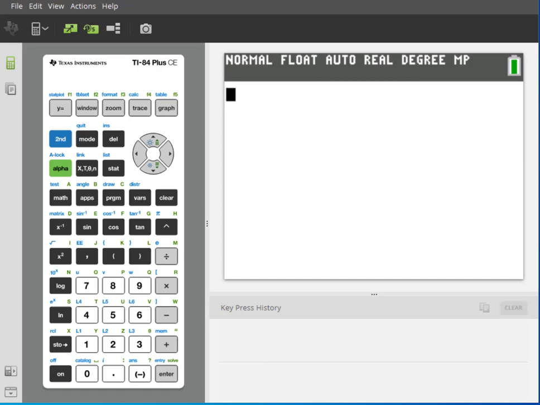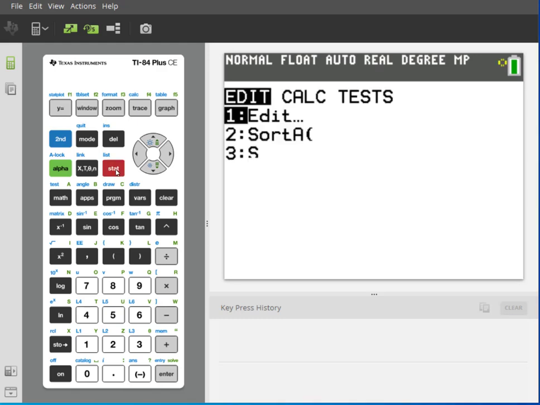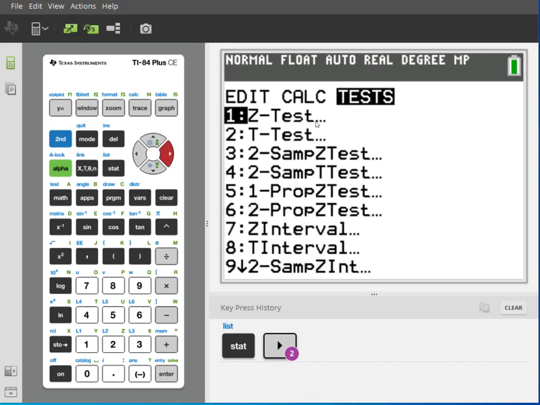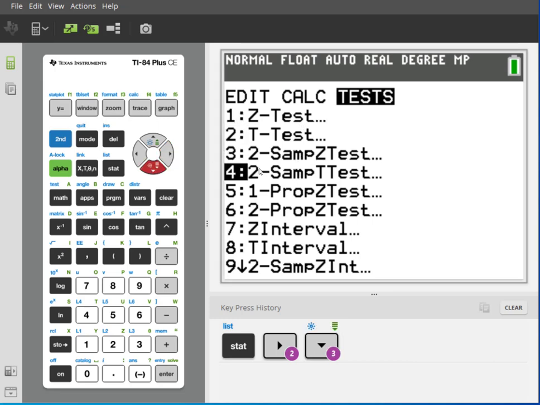In this video, I'm going to show you how to use your TI-84 to come up with the p-value for a hypothesis test which involves comparing the mean of two different samples. So to find that function, you will go under the stat key and slide over to the tests submenu. Once you get there, it's just a little ways down. We are looking at the function 2samp t-test.